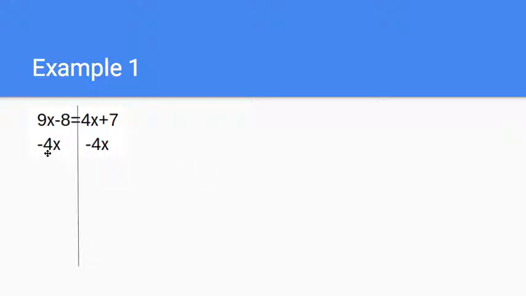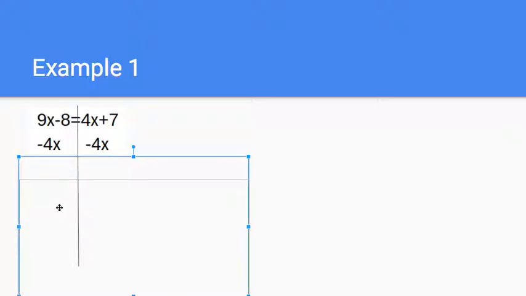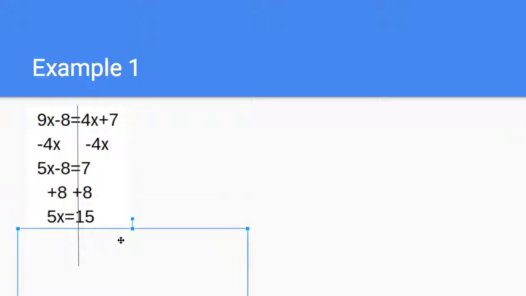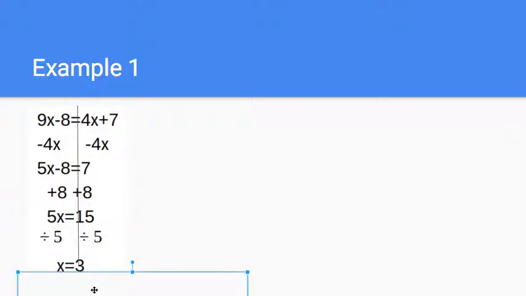Now 9x minus 4x is 5x. We haven't done anything to the minus 8, so it carries down. 4x minus 4x is 0. That's gone. The 7 carries down. Now I have a regular two-step equation. So to solve this, I'm going to add 8 to both sides. That gives me 5x is equal to 15. Divide both sides by 5. I get x equals 3.